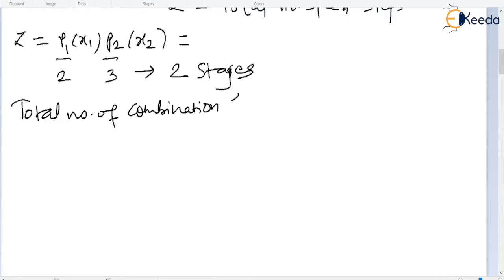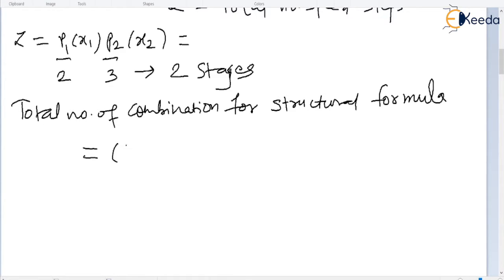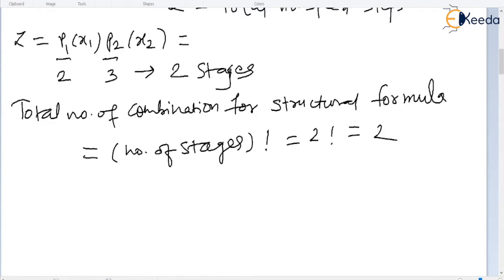for the structural formula. So we will write down the structural formula. We can write it like this: it is the number of stages factorial. Now here we have 2 factorial, so we are going to get two combinations of X1 and X2.